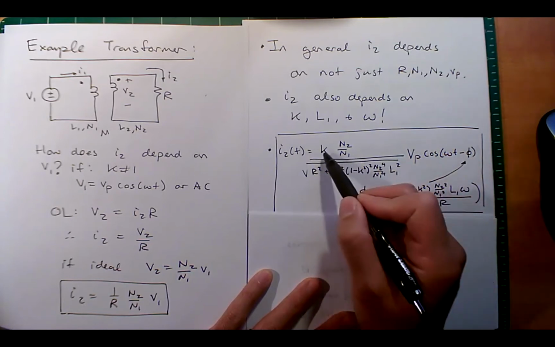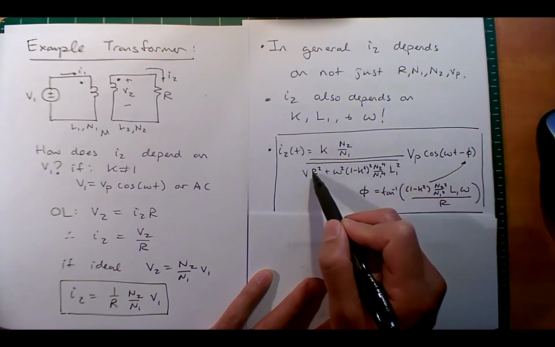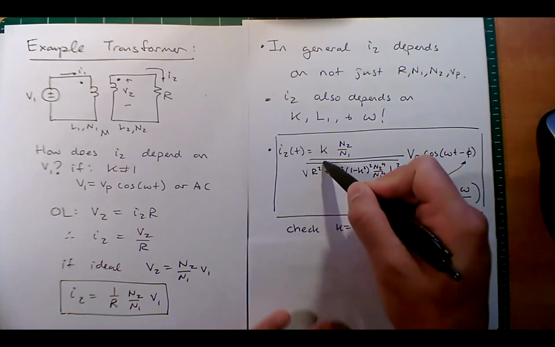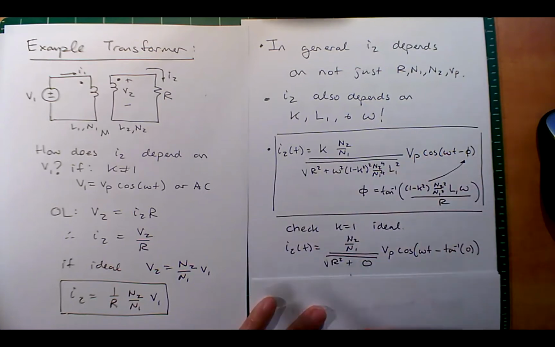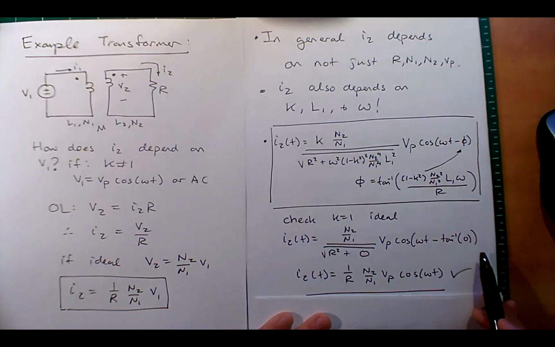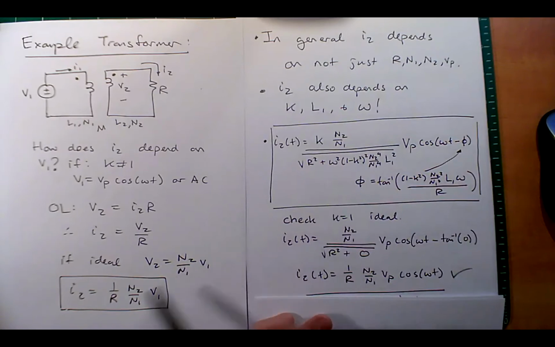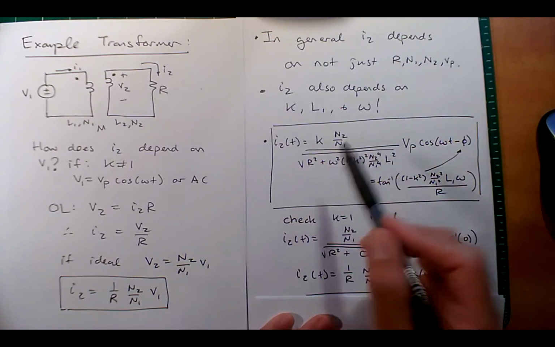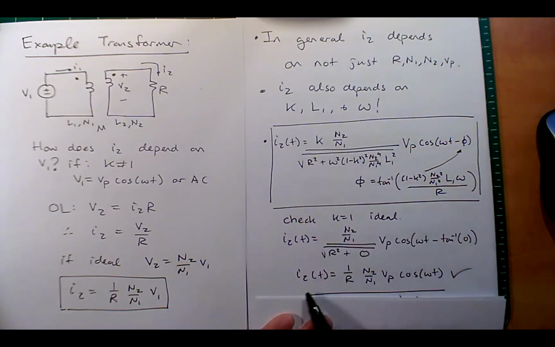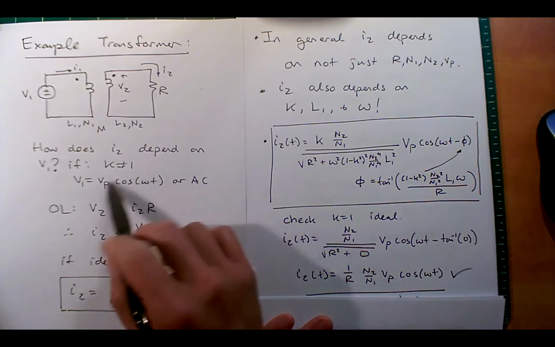And here, look at this. We get k times N2 over N1, or 1 times N2 over N1. And then you just get a square root of R squared. That's just R. Oh my goodness. That's exactly what we're getting here. So that's good. That's a nice consistent result, that this crazy equation actually reduces down to the ideal relationships when the coupling factor is 1. And what do we get? I2, 1 over R, good. N2 over N1, good. Vp cosine of omega t. V1 is Vp cosine of omega t.